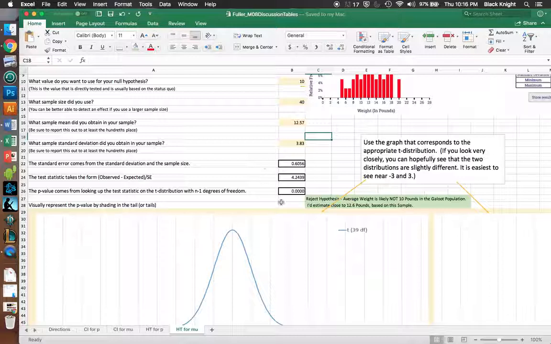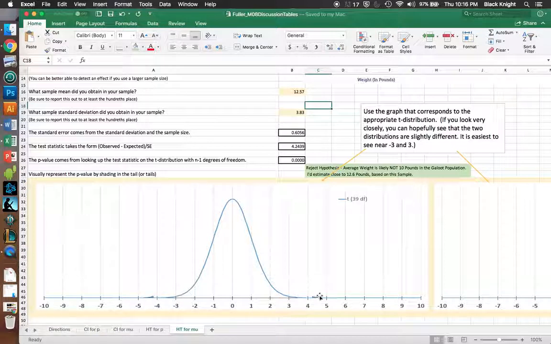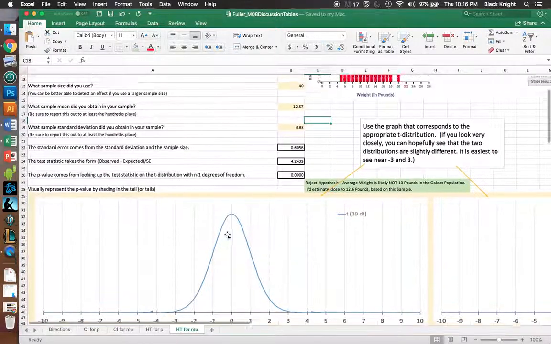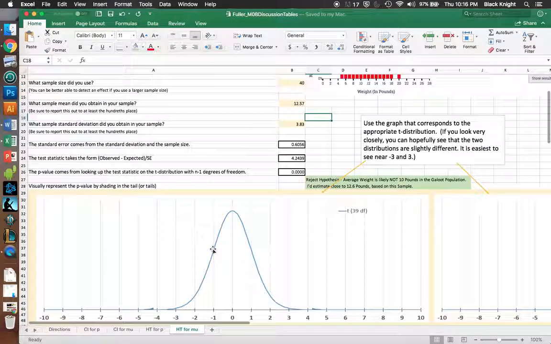And so this p-value is basically 0. Again, I've got these markings way outside. If the 10 was our actual value, we'd expect pretty much everything under this curve here to be shaded in, and again, that's not the case, so we're going to reject this hypothesis. The average weight is likely not 10 pounds in the galoot population, and we're going to estimate closer to 12.6 pounds based on this sample.